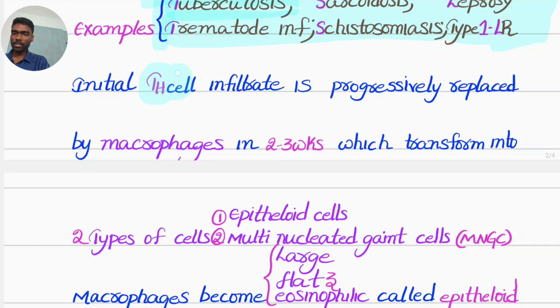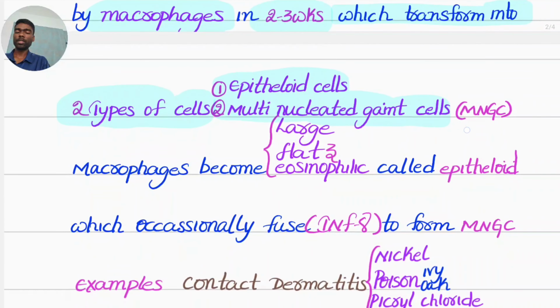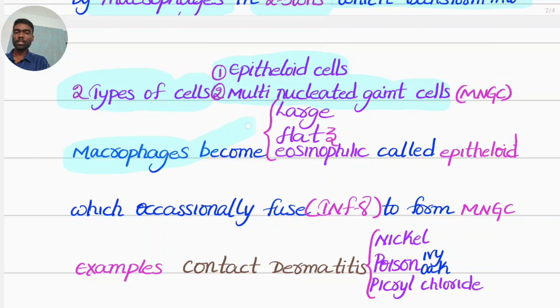Initial T helper cells infiltrate and will be progressively replaced. Progressively means slowly, it takes time, 2 to 3 weeks, and then macrophages will come and replace these T helper cells, which then transform into two types of cells, our epithelioid cells and multinucleated giant cells. What is an epithelioid cell? A macrophage becomes a large, flat, eosinophilic cell called an epithelioid cell.